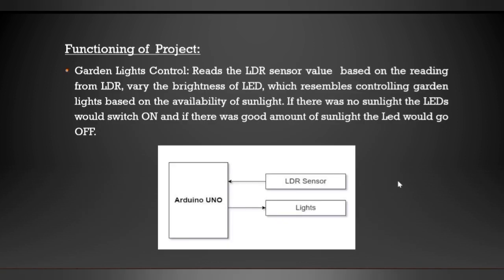Further moving on to the functioning of the project, here in our project we are controlling mainly three devices, that is the garden light, temperature system and the water tank.